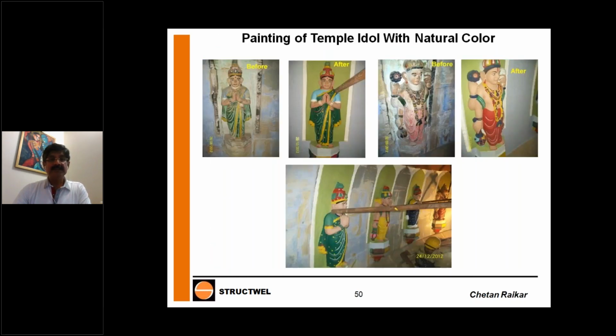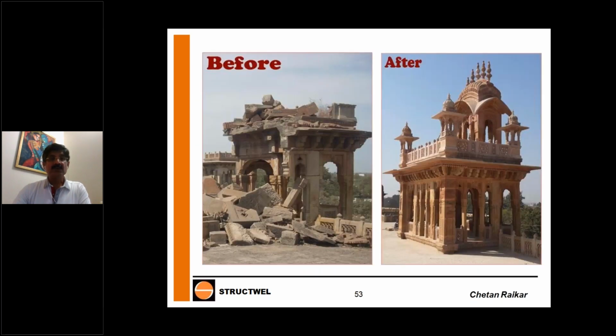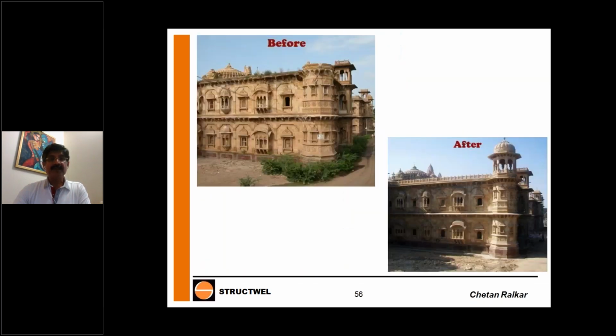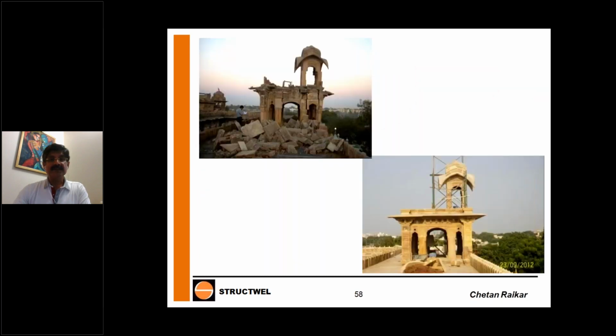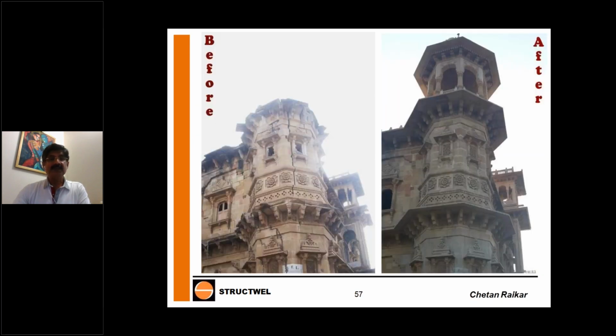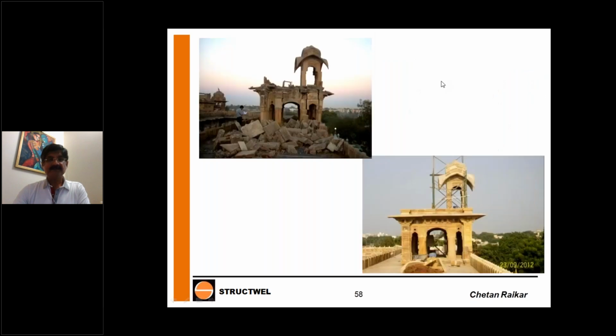This is how it was done. This is with natural colors or vegetable colors. We created some of the painting work in the dome of the temple. We can go a bit faster before and after with some of the photographs. See this photograph before and after. See the crack. The crack has gone through two floors, and this is the same portion which has been restored, and this portion has been recreated.